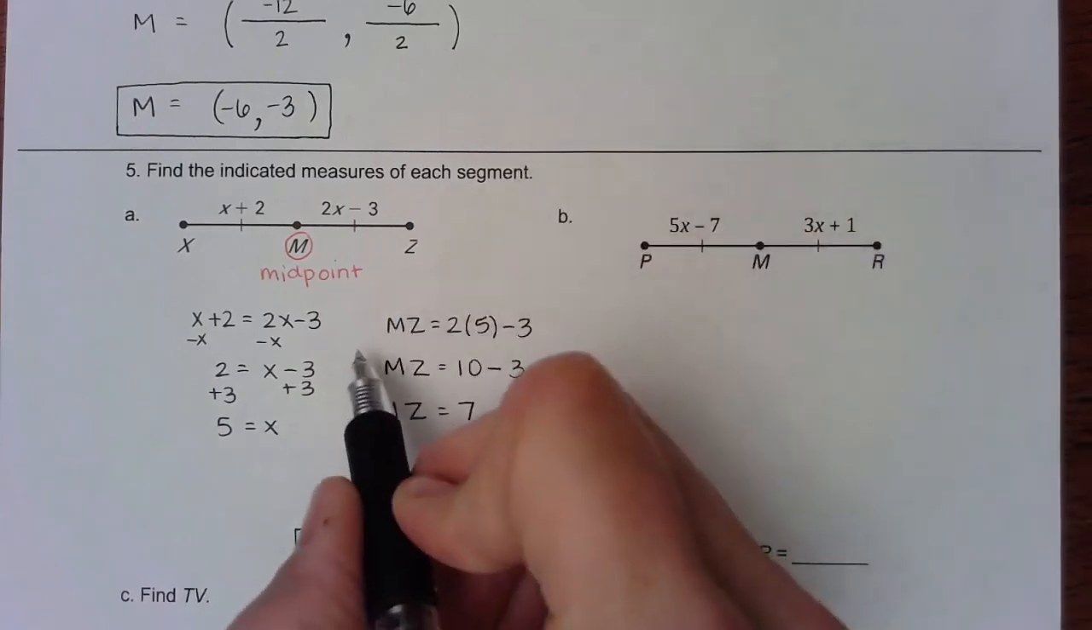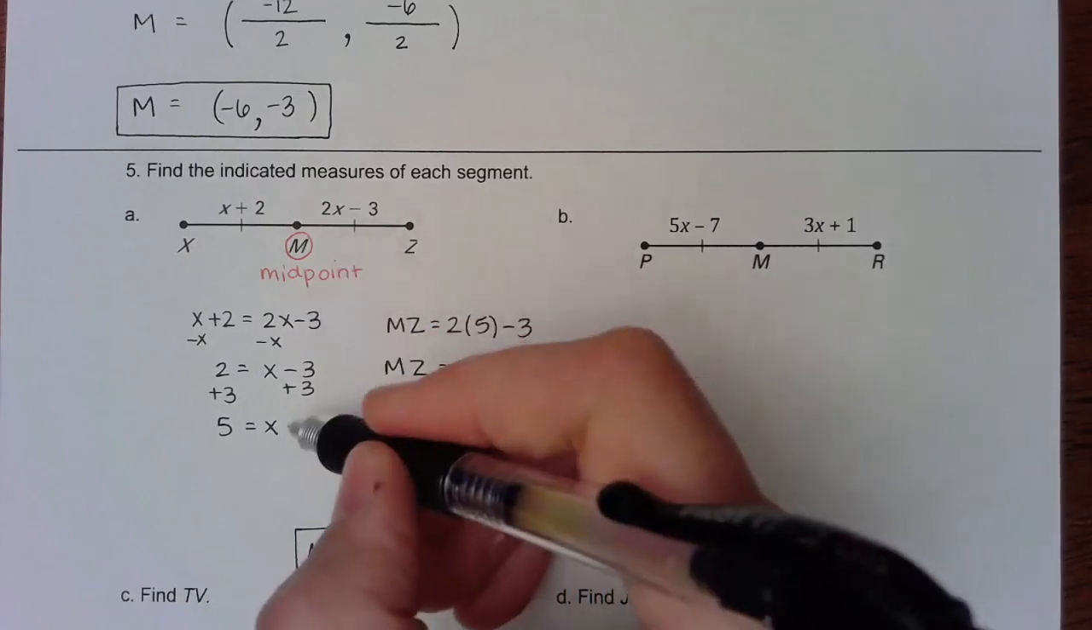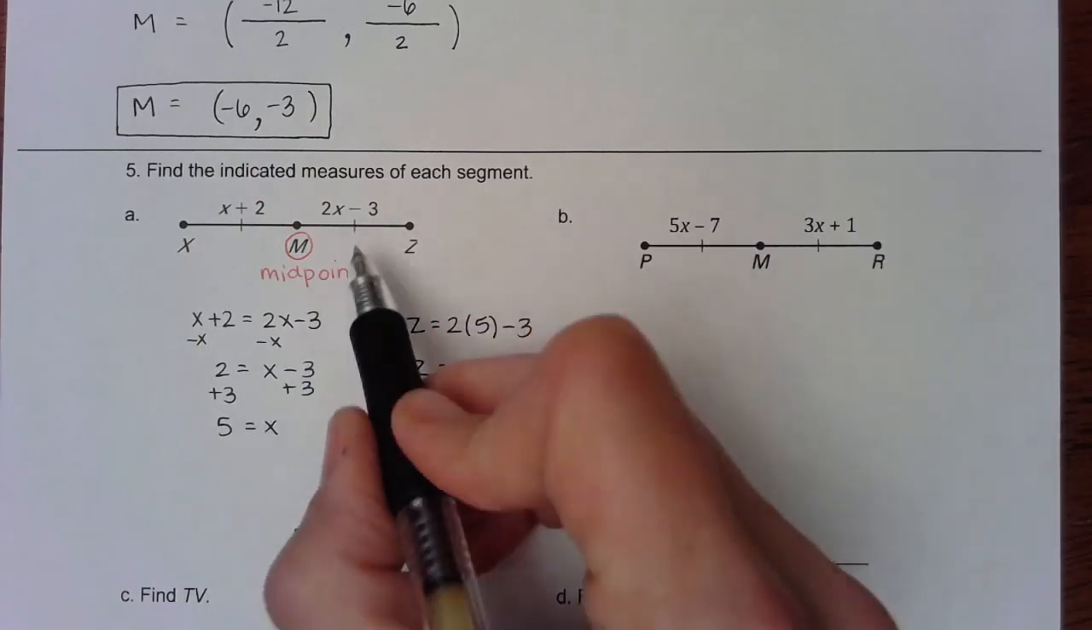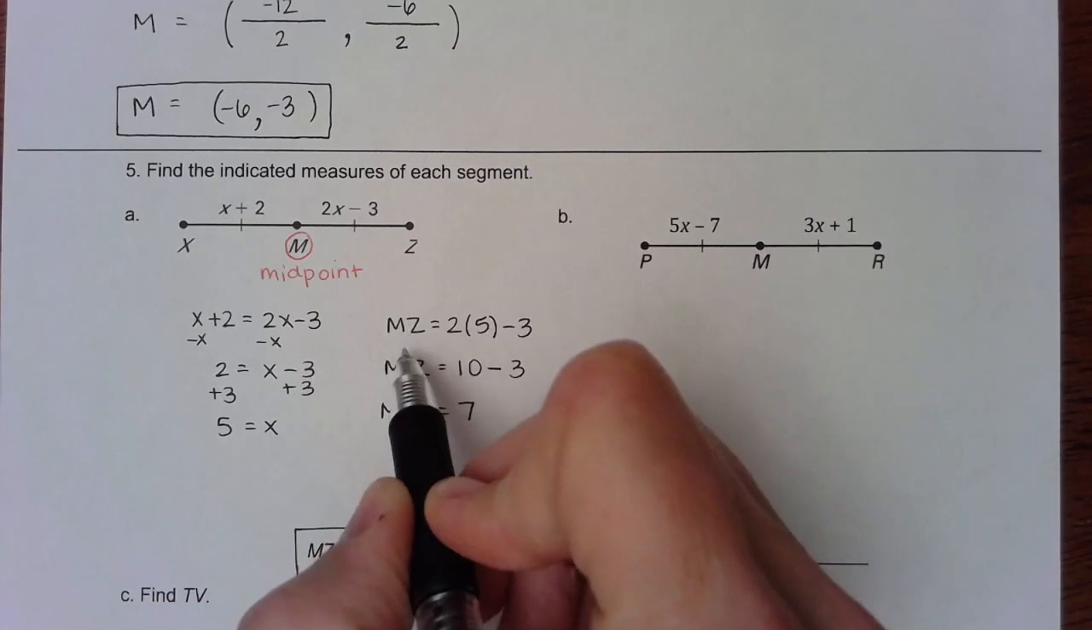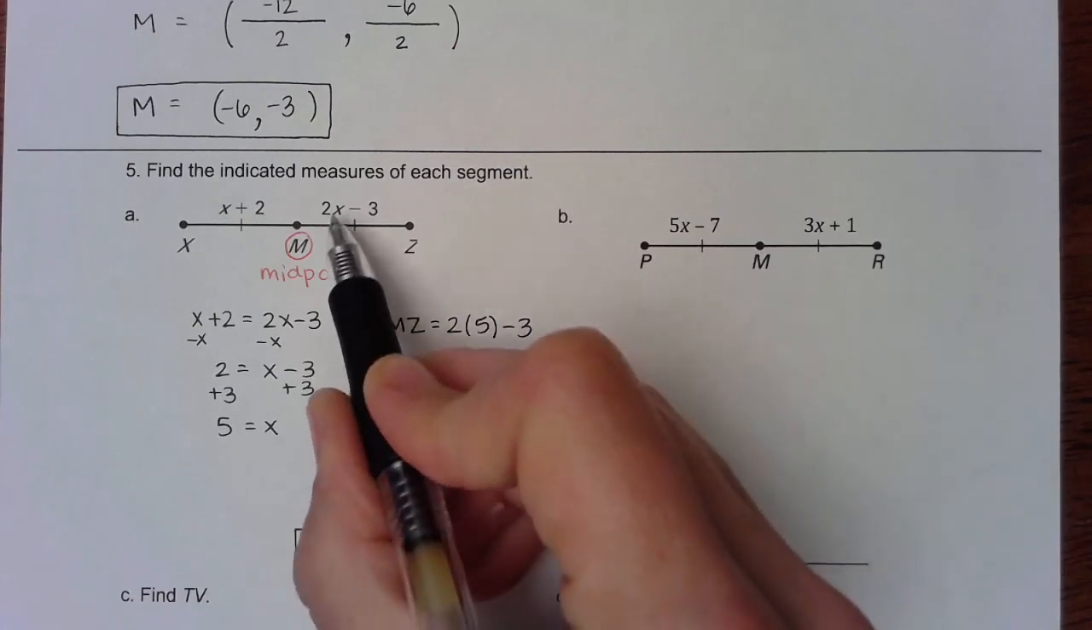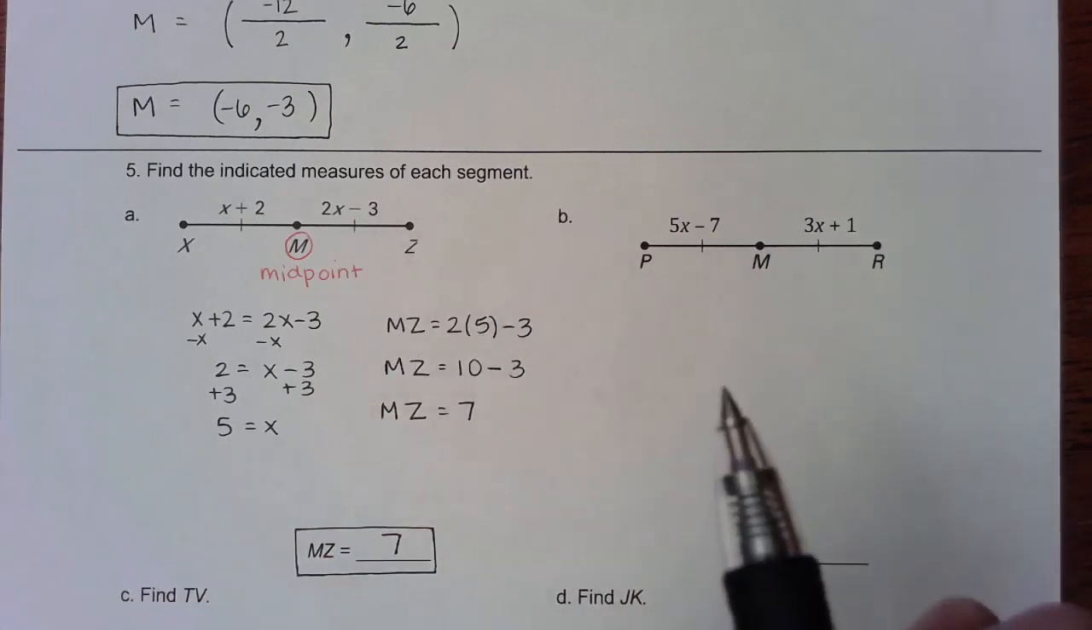This question wants you to find the length of segment MZ, so once you get that x is 5, you take that answer and you plug it in for x right here. So to find out how long it is from M to Z, you would do 2 times 5 is 10, and 10 take away 3 gives you 7.